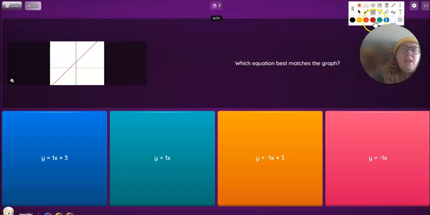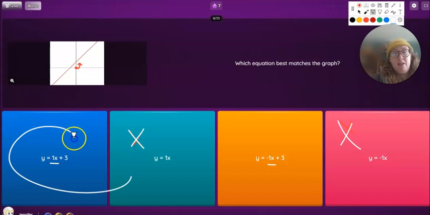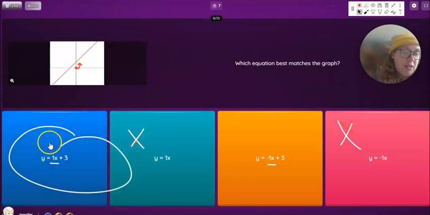So for this one, our intercept is now above 0, right? Here's 0, and we can see that our graph is above it, which means it cannot be these two options because it doesn't have a y-intercept of 0. So now the difference between these two is, is the slope positive or negative? Well, this slope, if we read the graph from left to right, is going up from left to right. So it is a positive slope. So the one that's going to make the most sense here is y equals 1x plus 3.